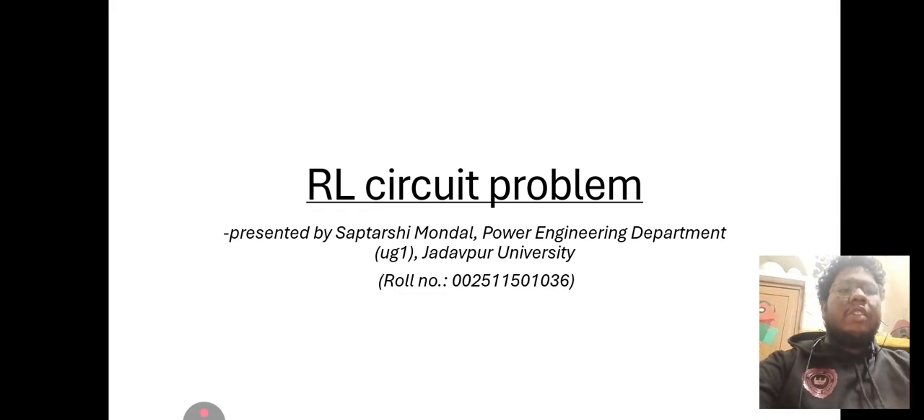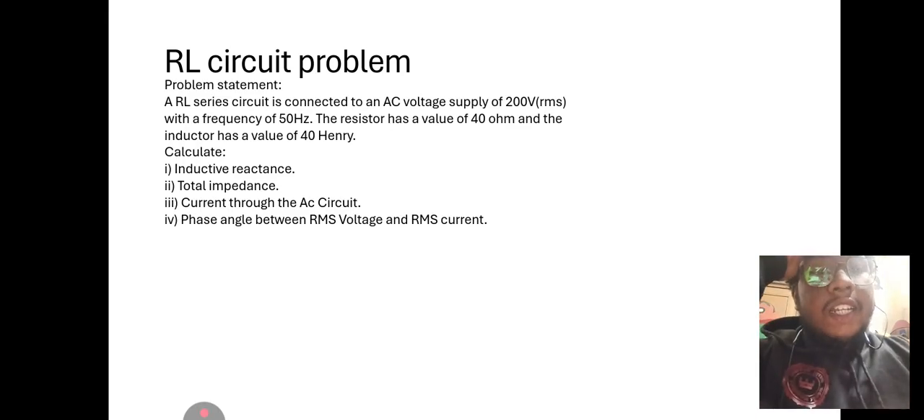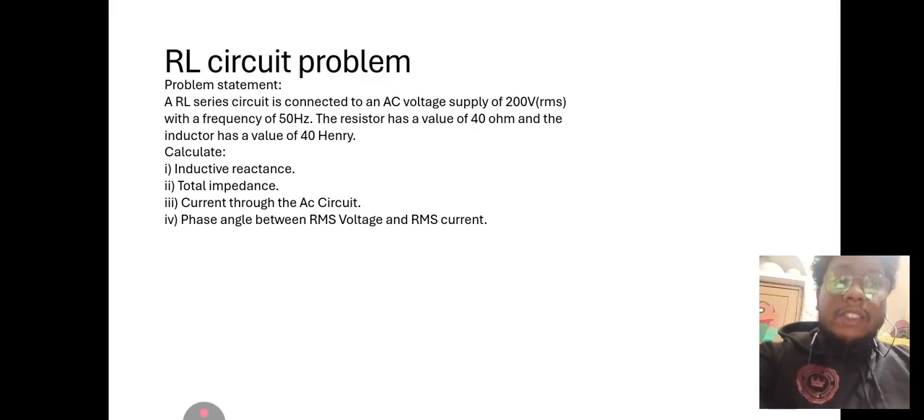So let's just dive into the question now. That's the RL circuit problem. The problem statement is: an RL circuit is connected to an AC voltage supply of 200 volts, which is the RMS value, of course, with a frequency of 50 hertz. The resistor has a value of 40 ohm and the inductor has a value of 40 Henry. We are asked to calculate the inductive reactance, the total impedance, the current in the AC circuit, and the phase angle between the RMS voltage and the RMS current.